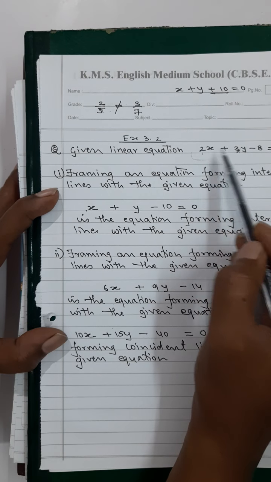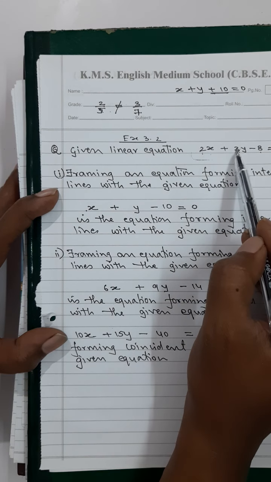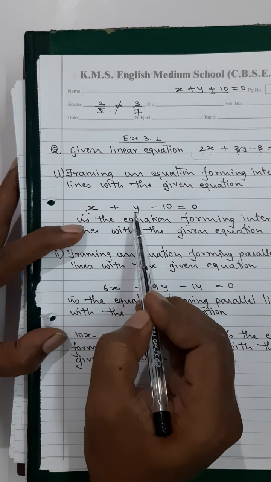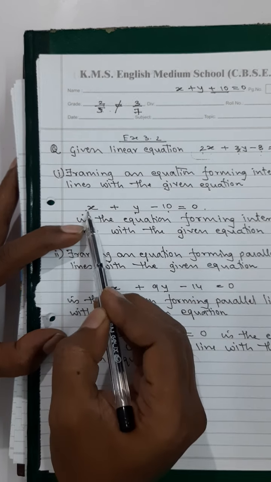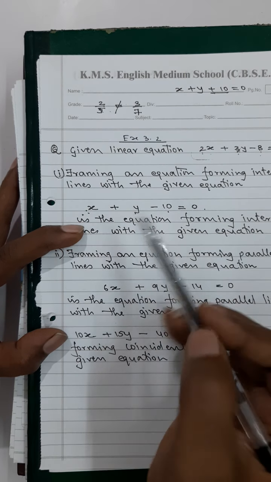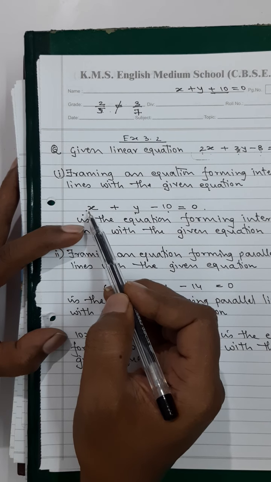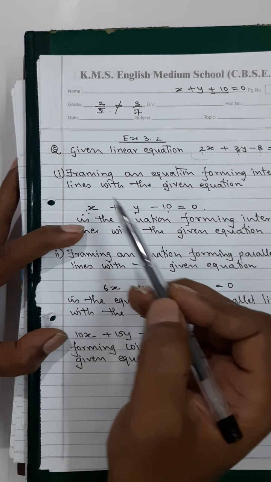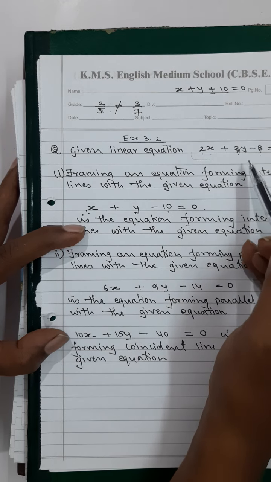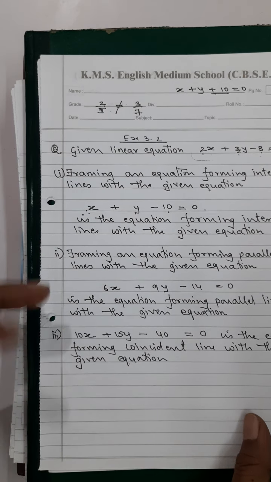Comparing this with a1 x plus b1 y plus c1 is equal to 0, a1 is equal to 2, b1 is equal to 3, c1 is equal to minus 8. a2x plus b2y plus c2 is equal to 0, a2 is equal to 1, b2 is equal to 1, c2 is equal to minus 10. And then you will find a1 upon a2, it will be 2 upon 1, b1 upon b2, 3 upon 1. So since a1 upon a2 is not equal to b1 upon b2, the given line is intersecting with the given equation. Okay? If they ask you to verify, but if the question is only of this much, then this is all.